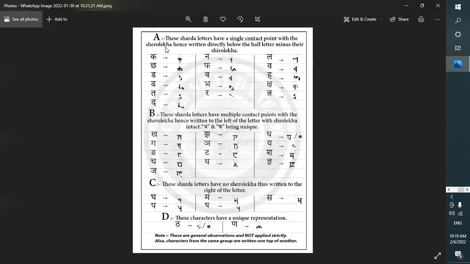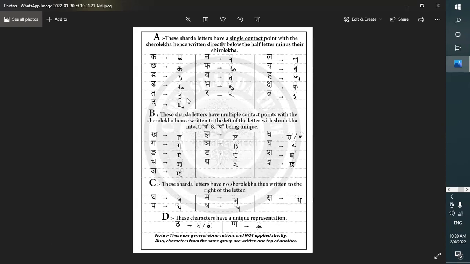Please remember, you have to remember which alphabets are in category A and keep it in your mind. We will also send you a paper. If an alphabet touches the Shirorekha one time, only one time, it comes in category A. First I will explain this chart, then I will tell about what I am saying. So if an alphabet is of category A, it will touch the Shirorekha only one time.